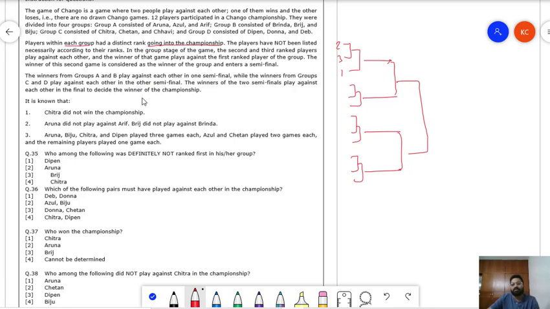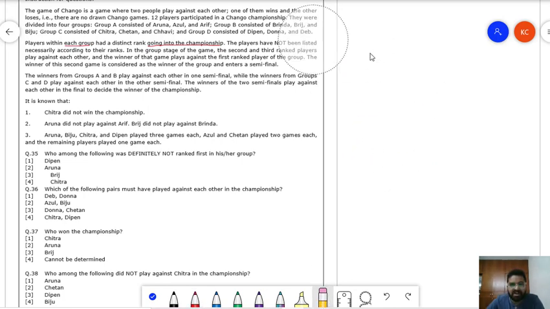This is how. Okay. So the structure, if you see, is more or less clear. And I see the information is not much, so probably we can solve it. Now let's give it a go. Reason being, the structure is clear for us. That's the reason we are trying to solve it again. Chitra did not win the championship. Okay.